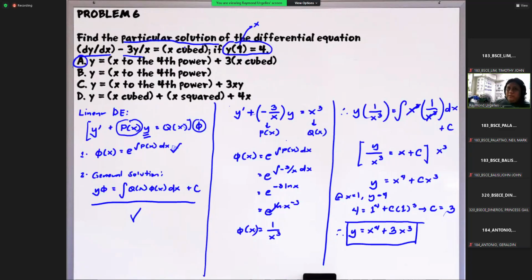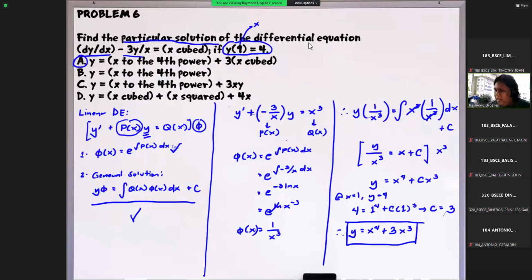So are there any questions para sa differential equation? Okay? Recording stopped. Okay? So wala kayong questions, diba?